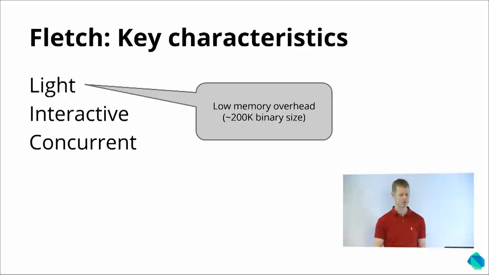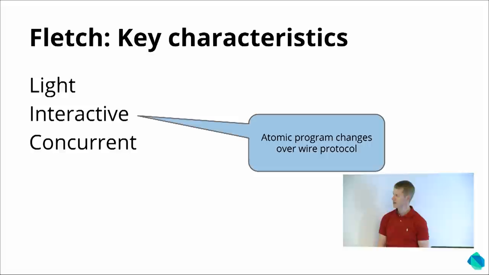The interactive part is kind of interesting. We heard a question during the panel today that the one missing thing in Dart is the ability to update code and work with it in a more interactive and live way. We've built Fletch to have a wire protocol for doing program changes in an atomic way. That means that you can change multiple things in your app and then apply them in one go. Sometimes you're changing some things in one method that depends on other changes to be live at the same time. So you can bundle them up and then apply them in an atomic way over a wire protocol.